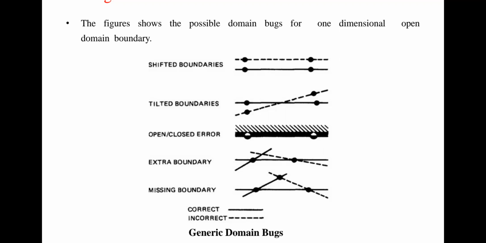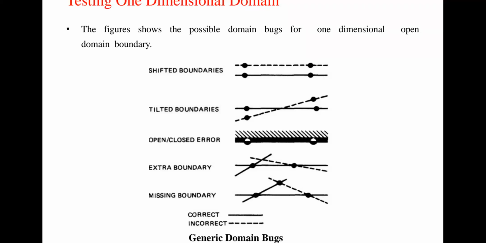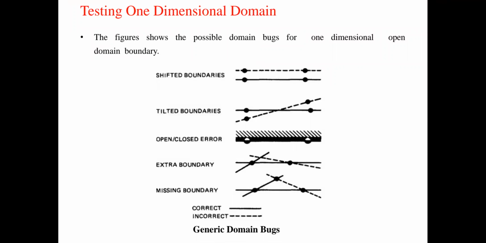Extra boundaries means initially it has to get only one boundary, but it will get another boundary. That is called the extra boundary. Missing boundary means it will miss the actual boundary that has to be represented. That is called the missing boundary. So these are the different boundary errors that arise when you are testing on a one-dimensional domain.